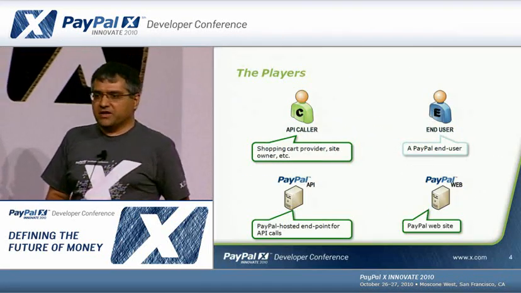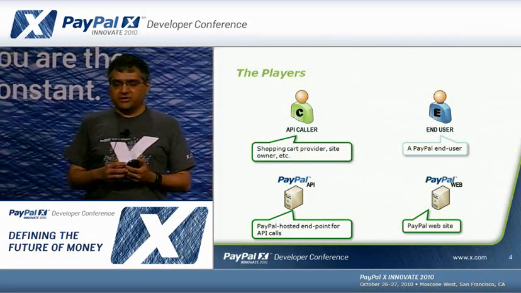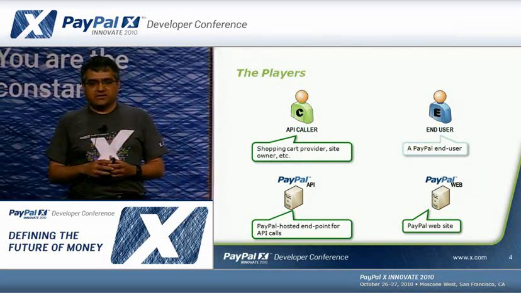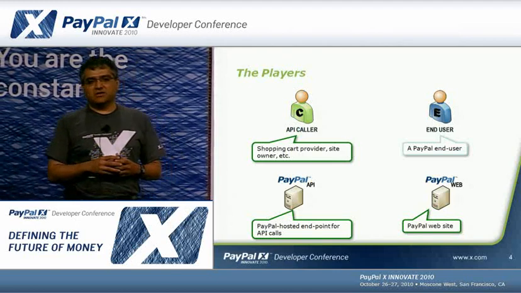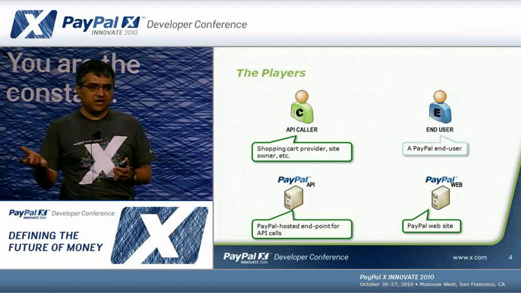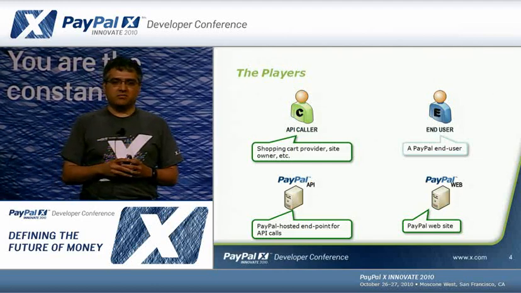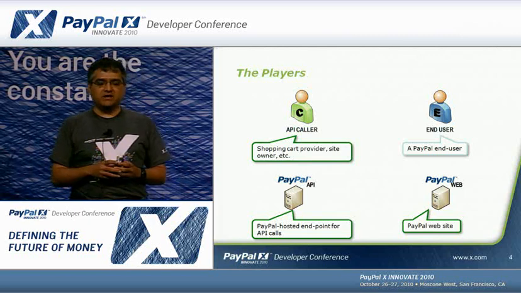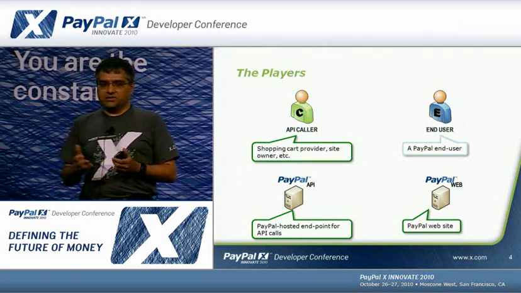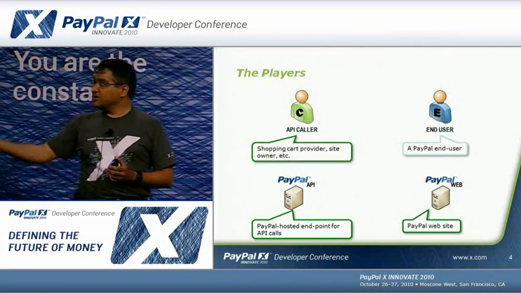So I'm going to start by describing the players in this scenario and the various scenarios we're going to talk about next. In most cases, what you're going to be dealing with is basically 4 primary players. There's you, the API caller. You're running a shopping cart or a site, or you're doing business with customers, albeit PayPal or otherwise. And you're interacting with the PayPal API endpoint and the website.